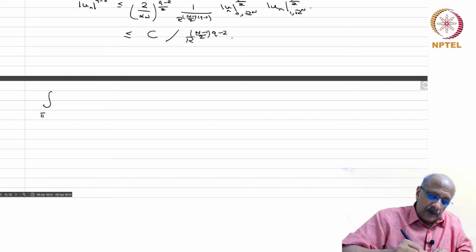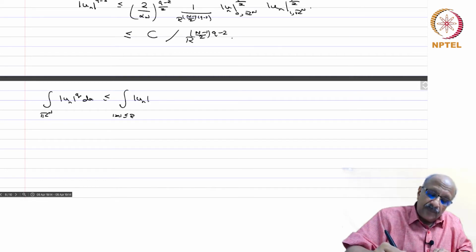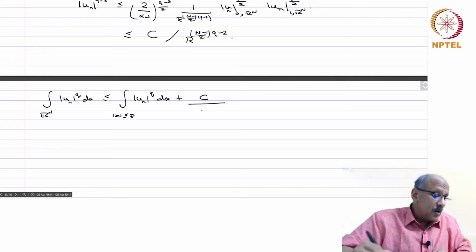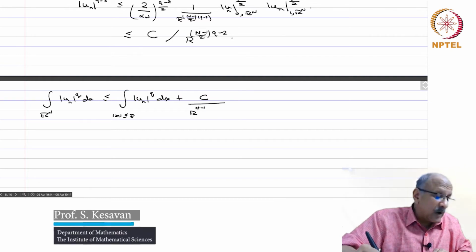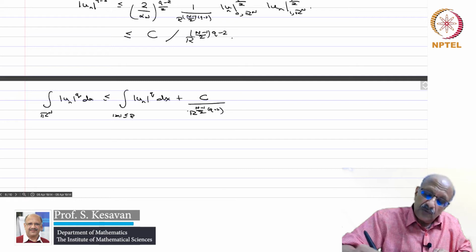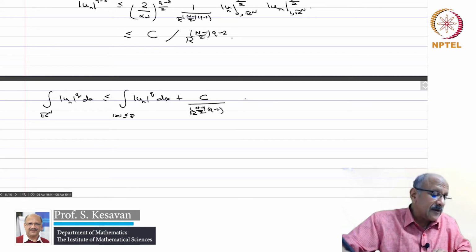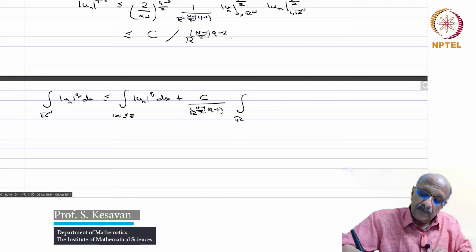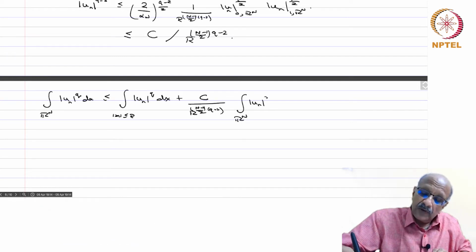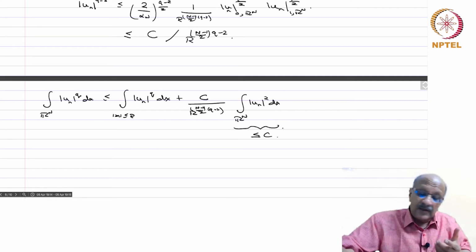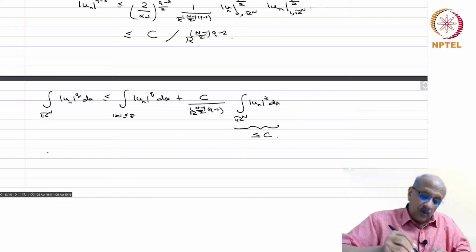So the integral on Rn of |un|^q dx is less than or equal to the integral over |x| less than or equal to r of |un|^q dx plus c by r to the power (n-1)/2 times (q-2), and then the integral over Rn of |un|^2 dx, and again this is bounded by some constant because un is bounded in H1 and therefore in L2 also.